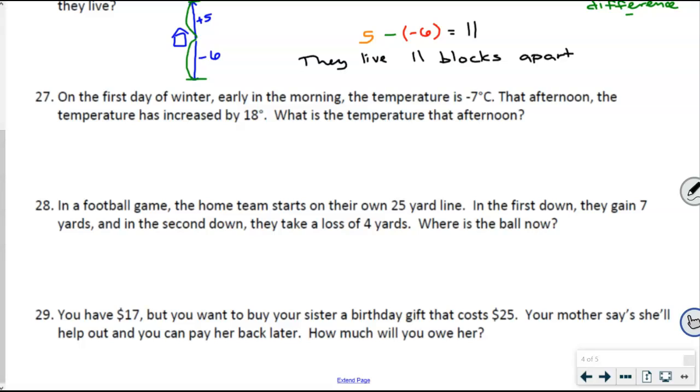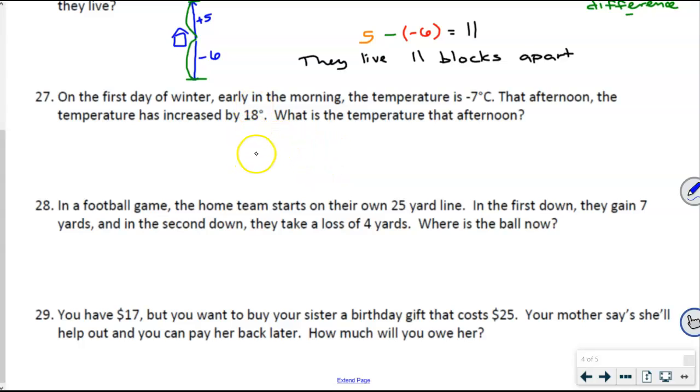On the first day of winter, early in the morning, the temperature is -7 degrees. That afternoon, the temperature has increased by 18 degrees. What is the temperature that afternoon? Pause the recording to give yourself a chance to do this. And let's go over it.